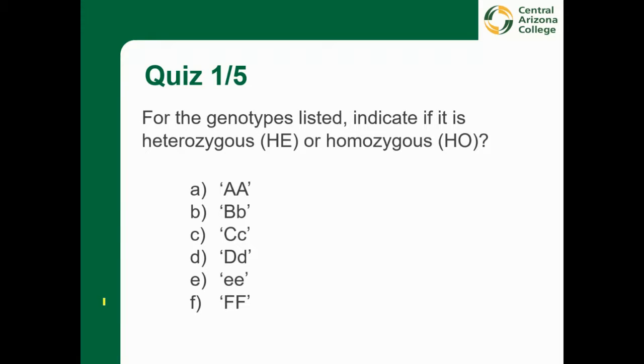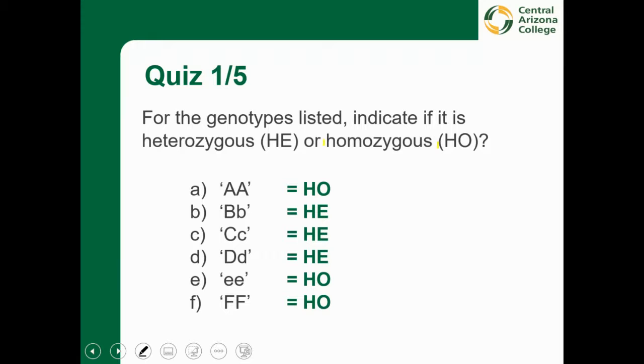And I'm asking you to identify whether the genotype listing that we see for each is going to be heterozygous or homozygous. And remember, heterozygous was when you had two different ones, and homozygous when you had two of the same. So the first one that we see is capital A, capital A. And that will, of course, end up being homozygous because we have two of the same. Both of these alleles are dominant alleles.